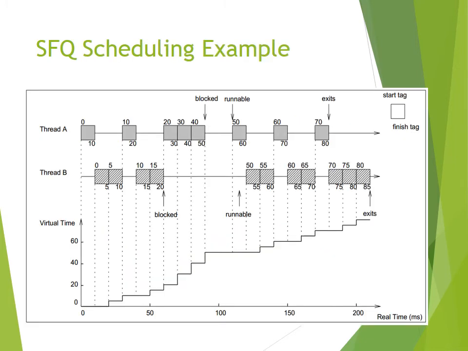This is an example showing the result of the SFQ algorithm, where processes A and B have weights of 1 and 2. This example clearly shows that both A and B have the same fairness. But I think what is not good about this paper is that it didn't prove it mathematically. It just showed one example, which I think is not that good.